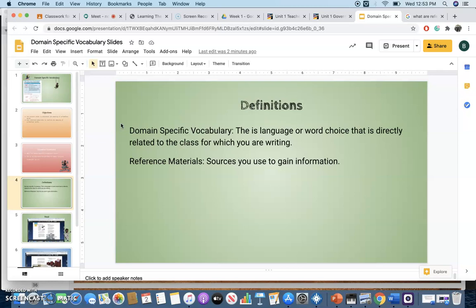Reference materials are sources you use to gain information. So like I said, books, you can use Google, like the websites, and different things, encyclopedias, whatever you can get information from, as long as it is factual, meaning it is real and it is true.